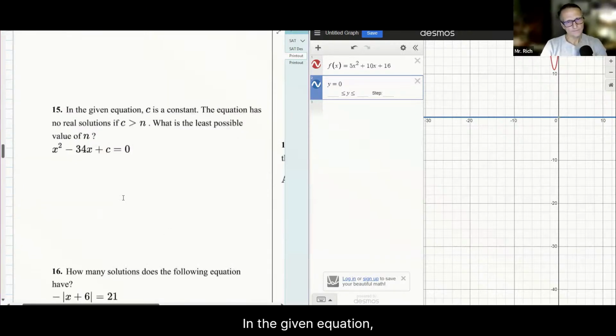In the given equation, C is a constant. The equation has no real solutions if C is greater than n.